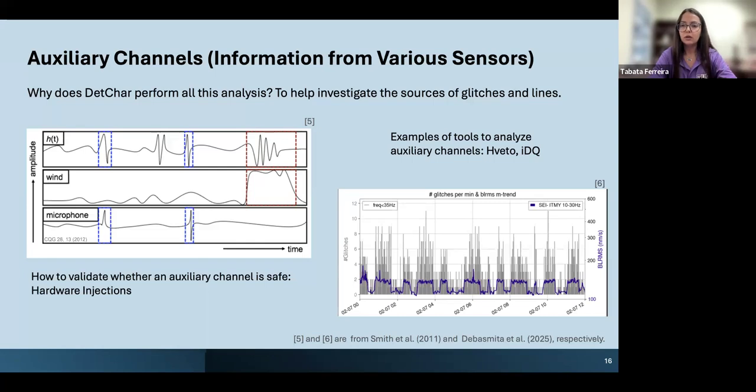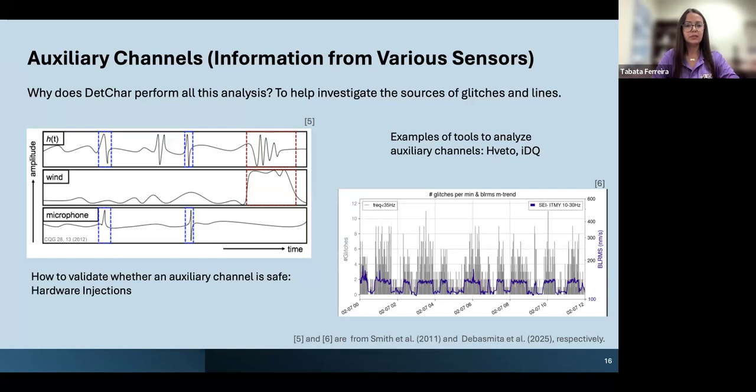There are some other tools as well that we usually use to help in the analysis of looking for sources and auxiliary channel information. I have some examples here, which are Hveto and iDQ. I also give some references for them. We usually have a lot of auxiliary channels, thousands of them, and we need to be sure that we can use an auxiliary channel to say if there is a noise in the detector.